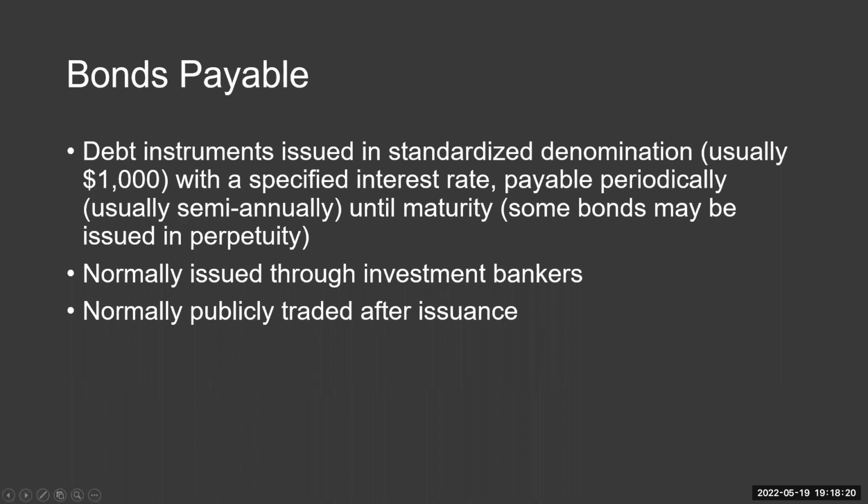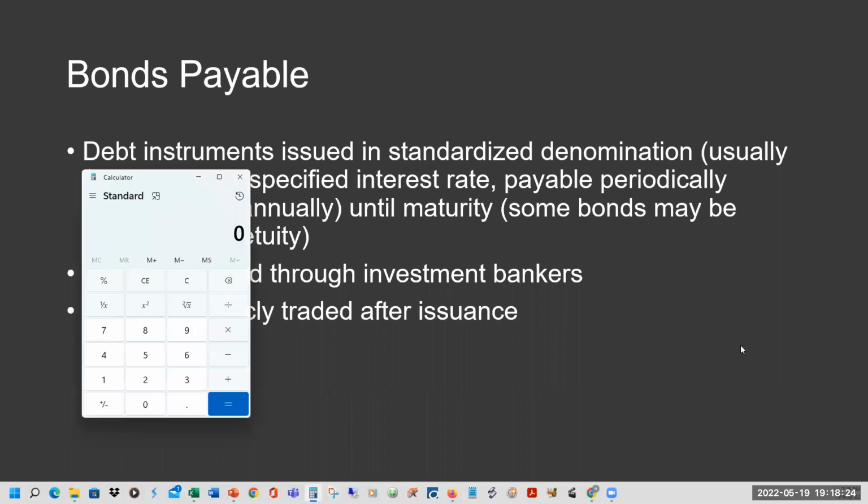So the thing to keep in mind is if the company needs $1 million and each bond that it's issuing has a face value of $1,000, then it'll have to issue 1,000 bonds, right? So 1,000 bonds.